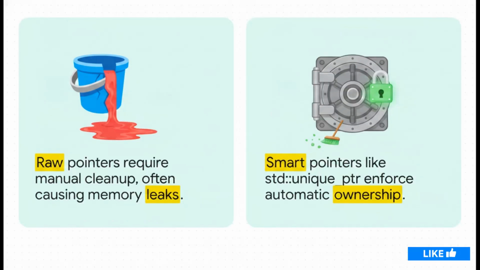And honestly, one of the greatest leaps forward here has to be smart pointers. Just contrast the manual memory management of the past, where you had to manually delete pointers, which so often led to massive memory leaks, with modern smart pointers like std::unique_ptr. These enforce automatic exclusive ownership. When a smart pointer goes out of scope, it automatically cleans up the memory. The leaky bucket is finally fixed.